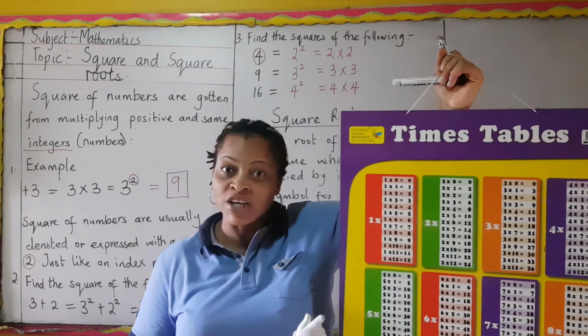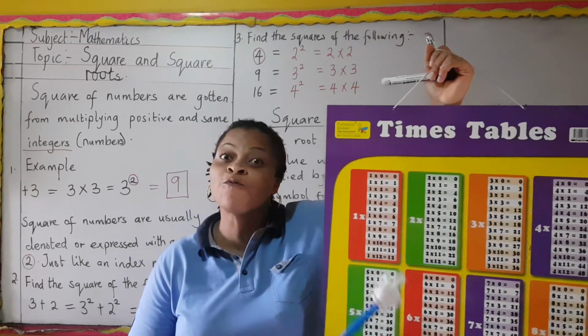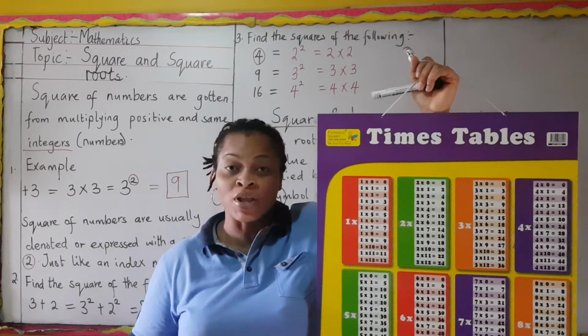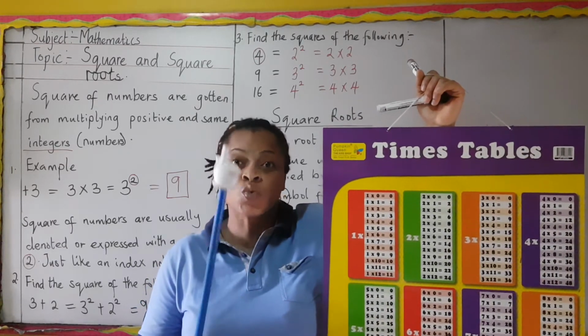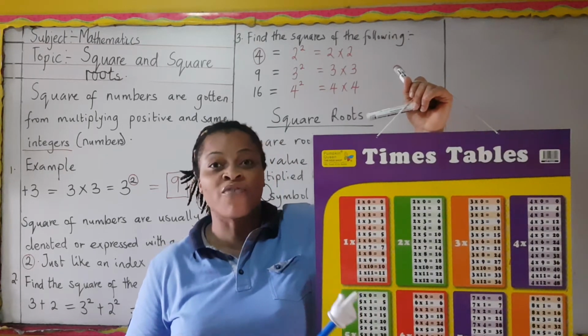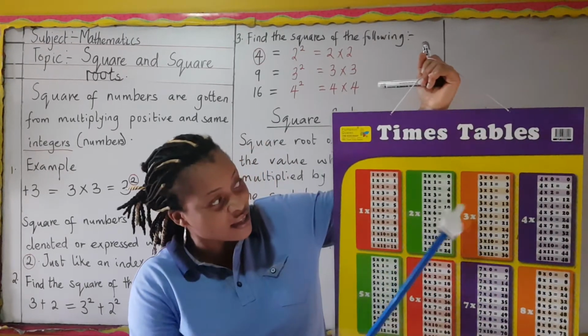You can't do much in squares and square roots if you've not learned your multiplication table. For example, if I should ask you, what is 3 squared? The square of 3 is 9. And 9 is a perfect square. You can see it. It's there.